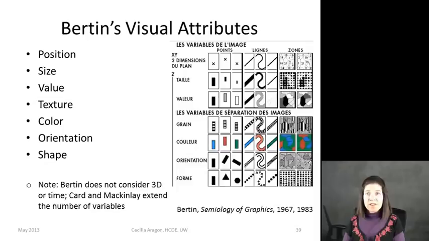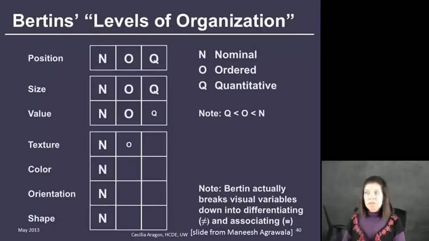So this is an important slide. You should probably write down these seven attributes or at least save the slide. So now that we have taxonomies of both data types and visual attributes, let's talk about how we map one to the other.